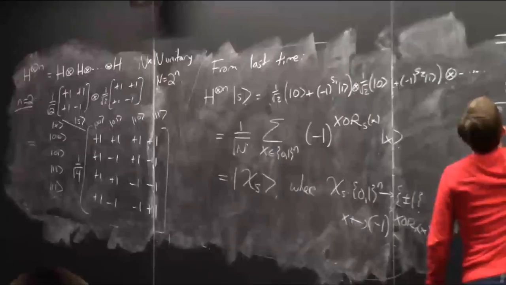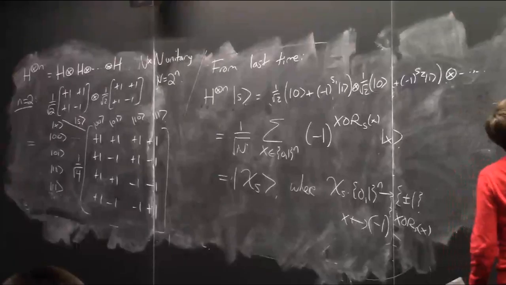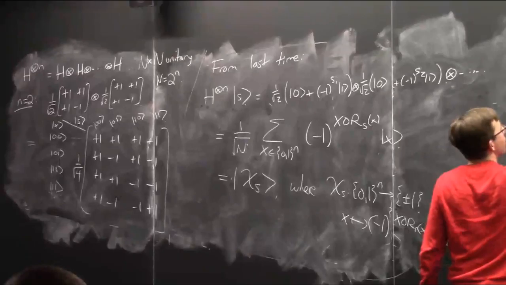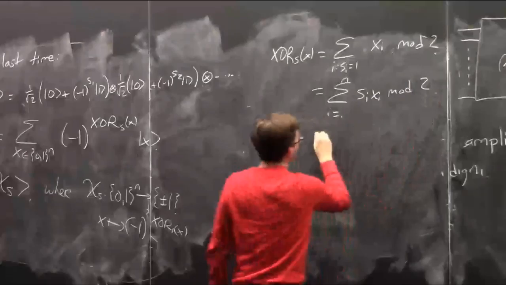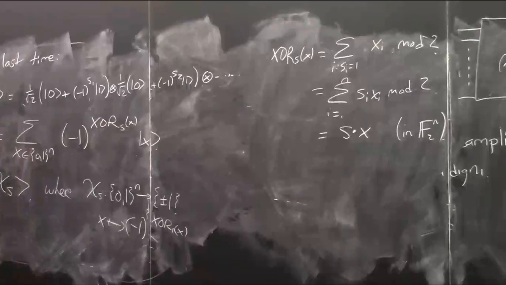And just so we have it all on the board, remember, XOR of S·X is the sum over i such that S_i equals 1 of X_i mod 2. You can also write this as the sum over all i of S_i times X_i mod 2, which is like the dot product between S and X in this vector space over the field of integers mod 2, which is on your homework.